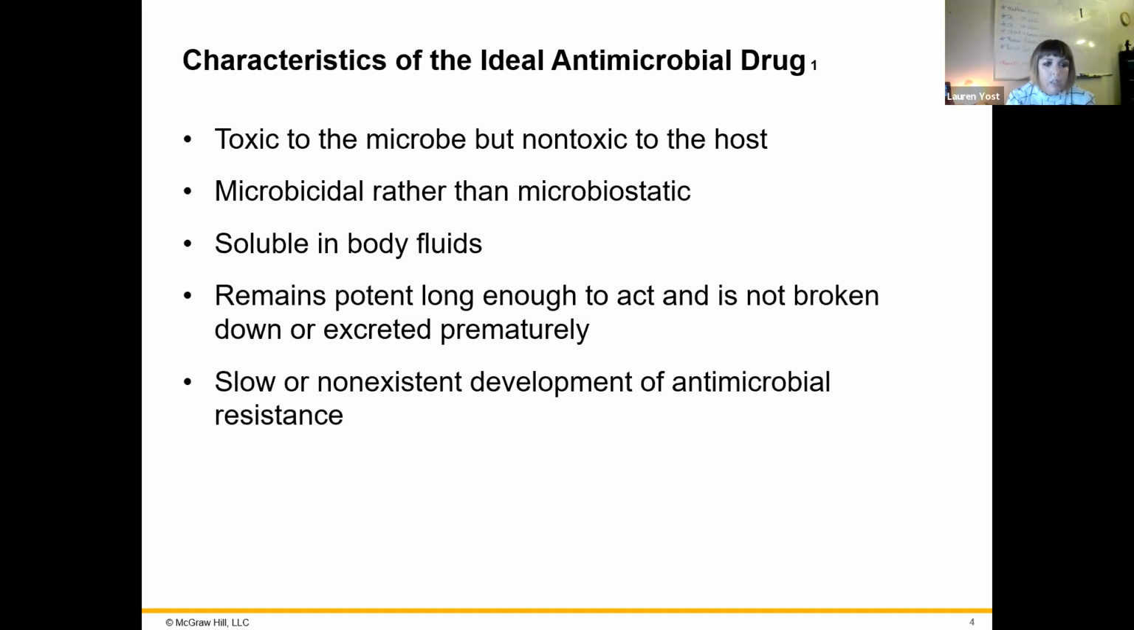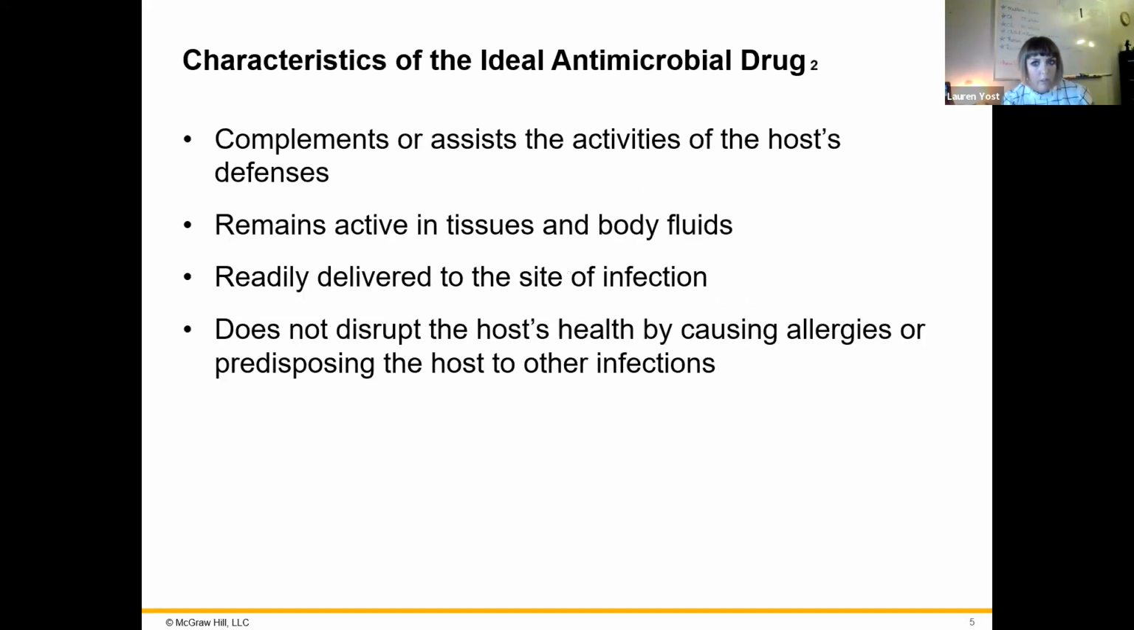Soluble in body fluids, right? So that makes sense. Remains potent long enough to act, is not broken down or excreted prematurely. Of course, it stays in the body long enough that it actually acts on the microorganism. You don't have to keep taking and taking and taking. And then slow or non-existent antimicrobial resistance. Hopefully non-existent, that's the hope. We also want something that complements or assists the activities of the host's actual defenses, maybe helping with maintaining immunity afterwards.